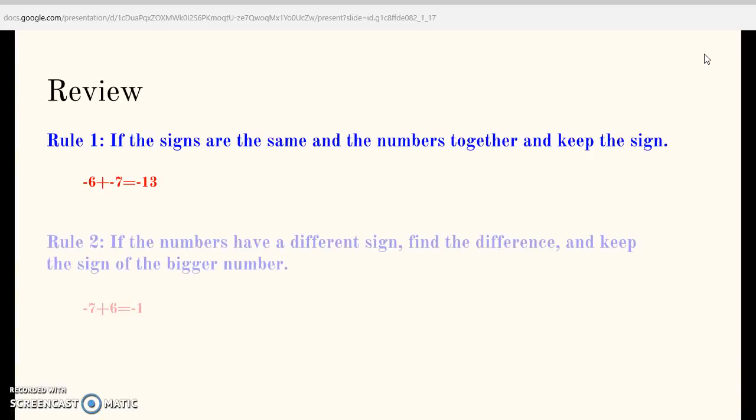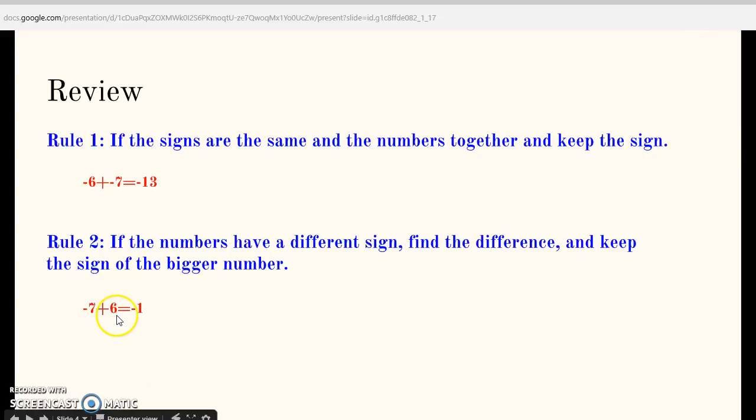Pretty easy. Rule number 2, if the numbers have a different sign, find the difference and keep the sign of the bigger number. Finding the difference, again, we're going to subtract. We're going to take 6 from 7. So 7 minus 6 equals 1. We notice that 7 is the bigger number in this scenario. It has a negative sign attached to it. So our answer is going to be negative. So negative 7 plus 6 equals negative 1.